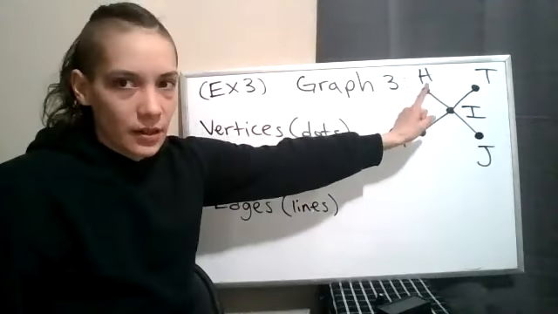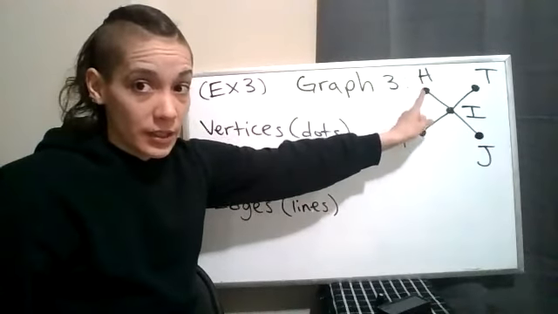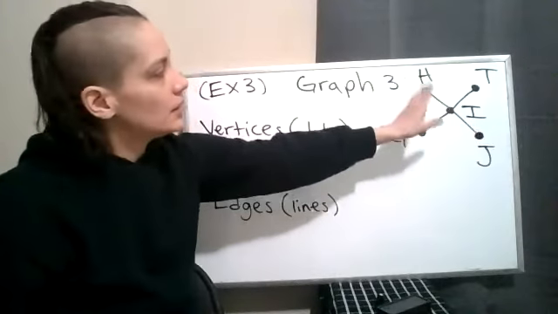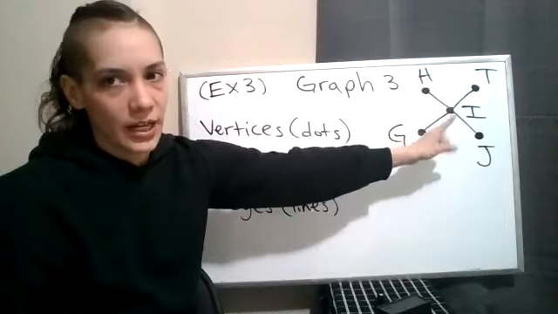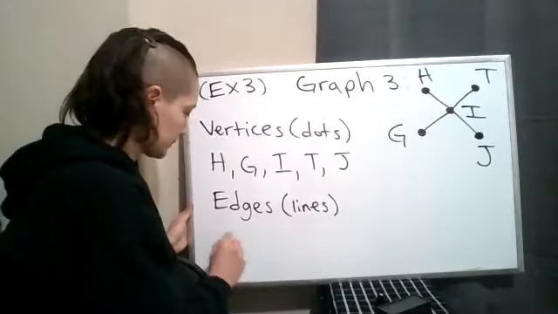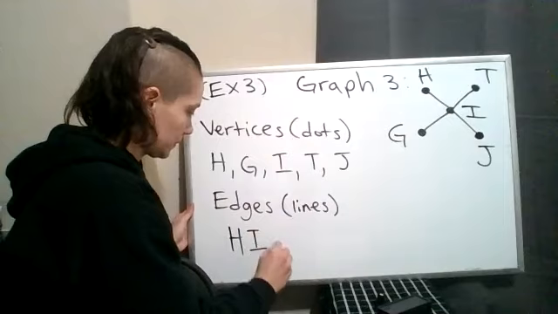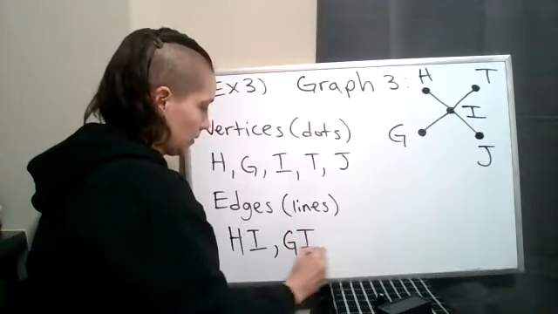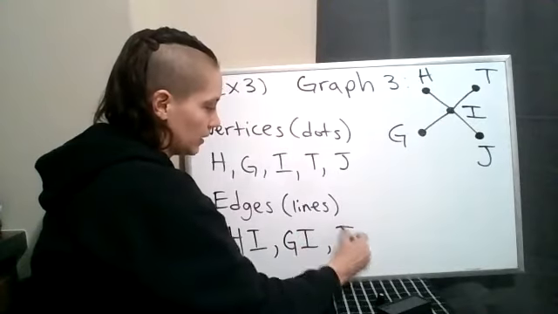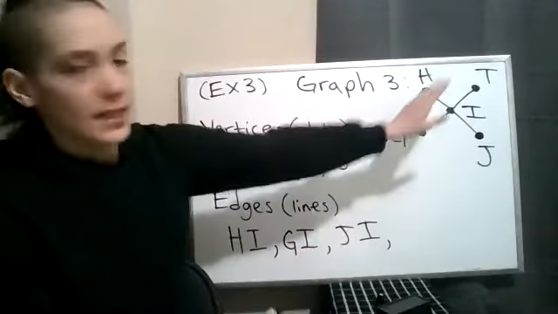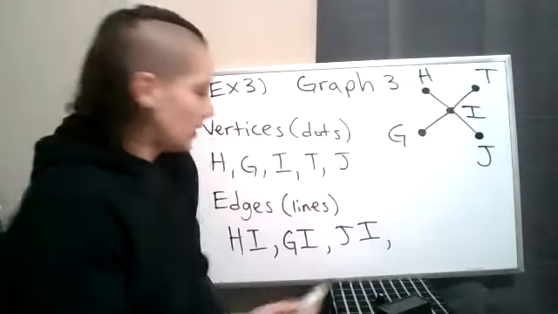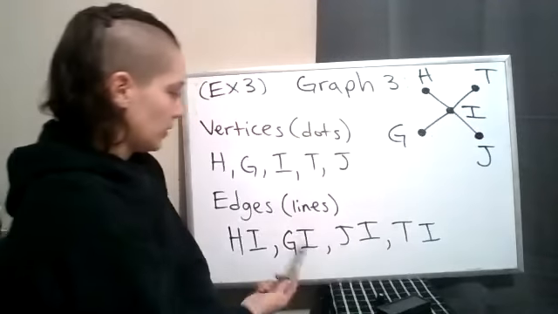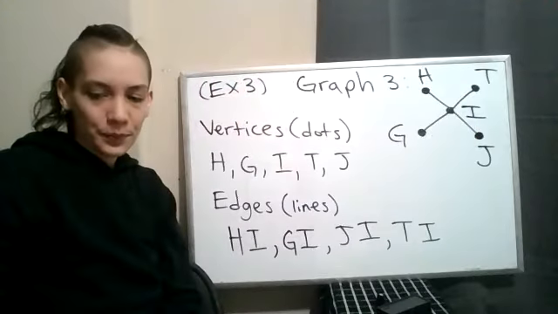So I want to mention that we go from dot to dot. There's HI, but we're not including HJ. That's not one of our edges. So HI, GI, JI, TI. And TI or IT, either way. 1, 2, 3, 4.